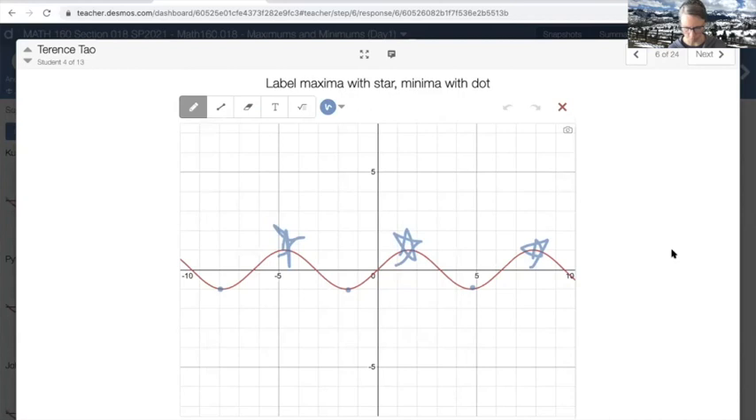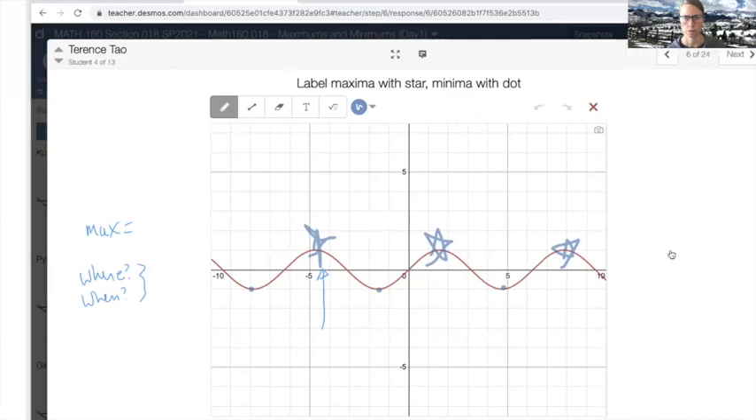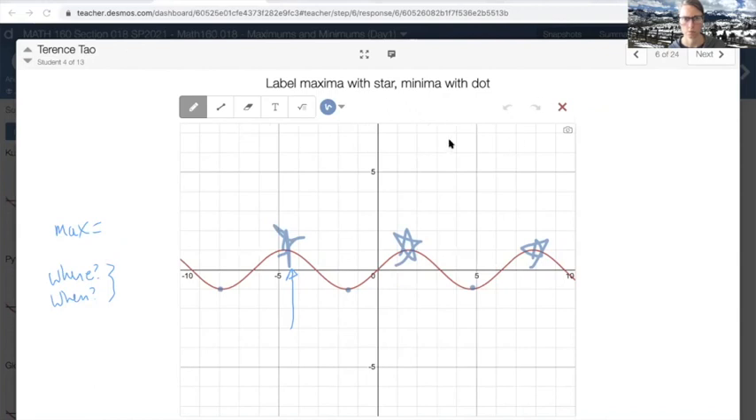Okay, so here's one student's example. So, question for you all. Maybe we'll take a look here. The max is what, and where is the max happening, or when is the max happening? Okay, so you can let me know in the chat window. Okay, extra challenge. What if I tell you this graph is sine of x?